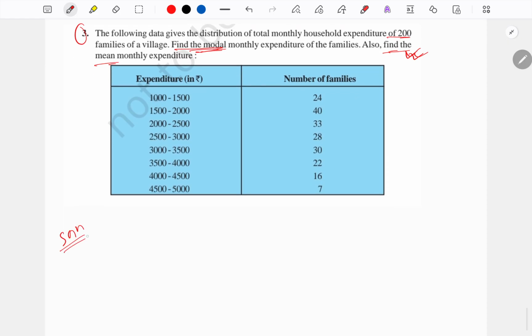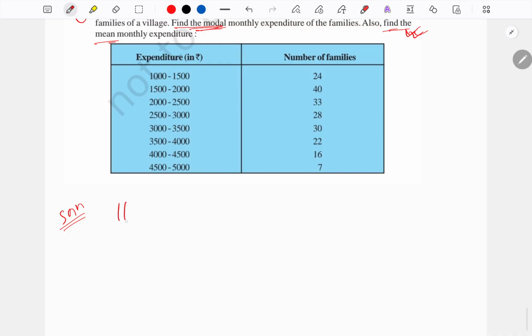See, solution. So to find the mode, first we need to identify the model class. To find the model class, we need to check which is the largest frequency. Here the largest frequency I can see is this 40. 40 is the largest frequency. So the model class will be this one, 1500 to 2000. So you write here the model class, here the model class is 1500 to 2000.